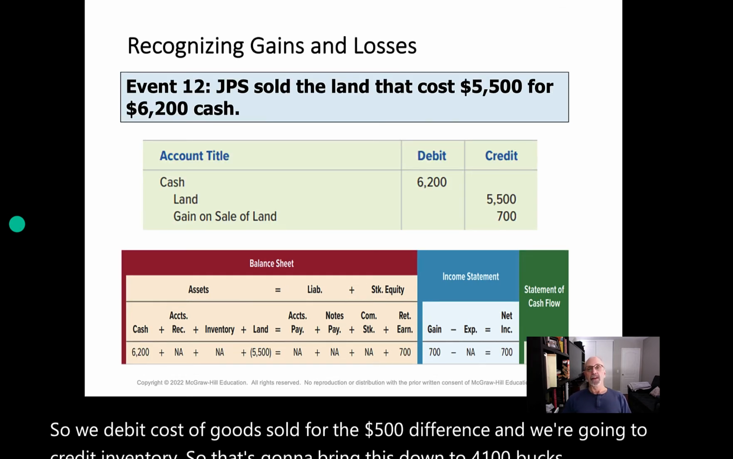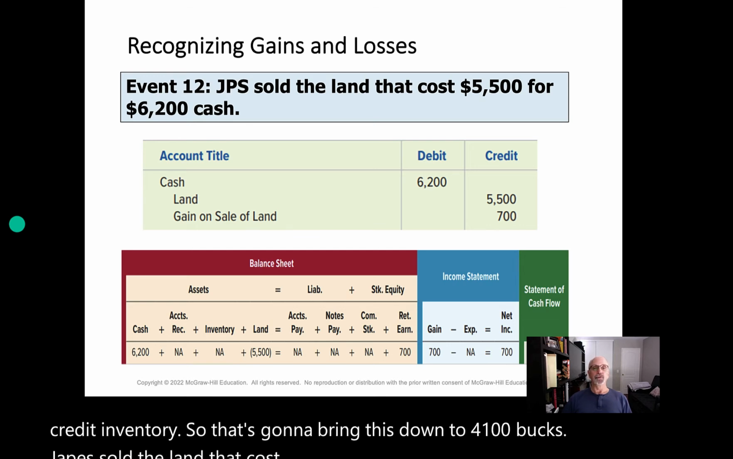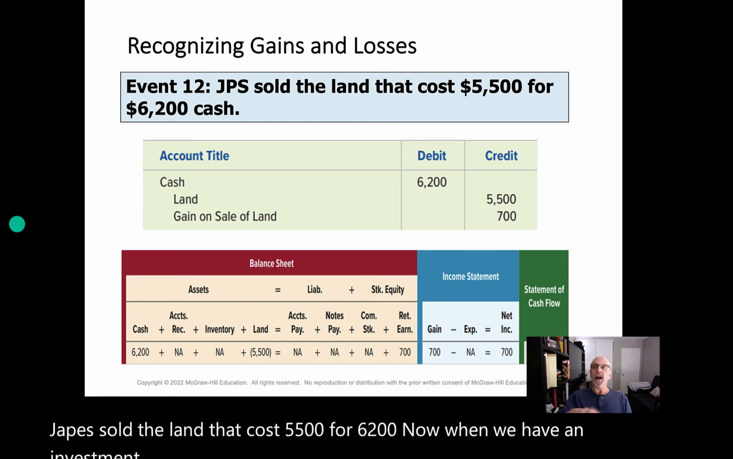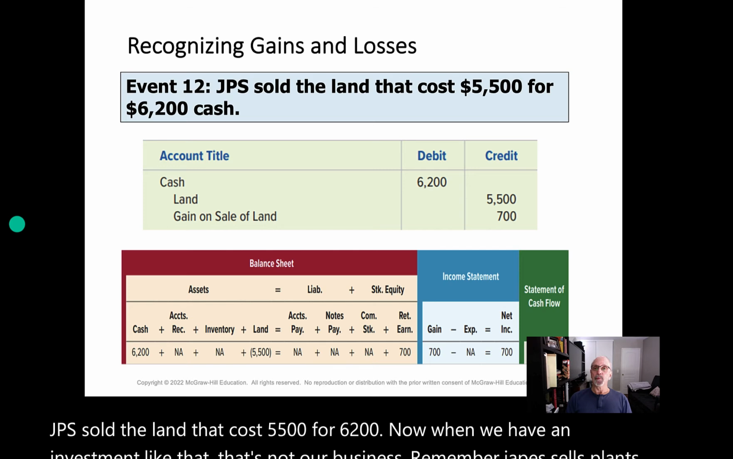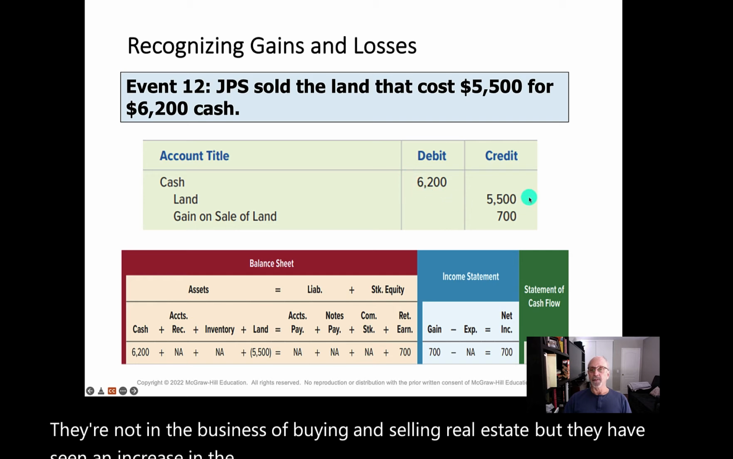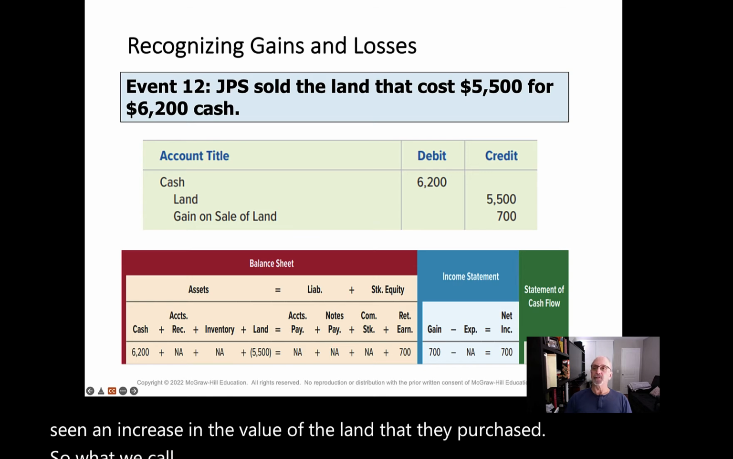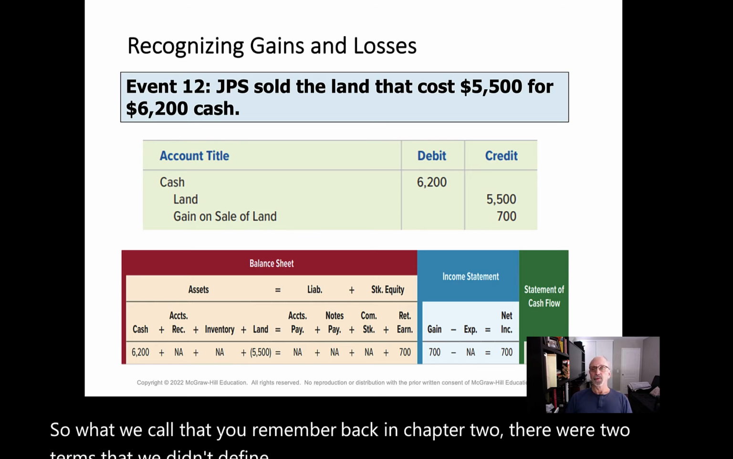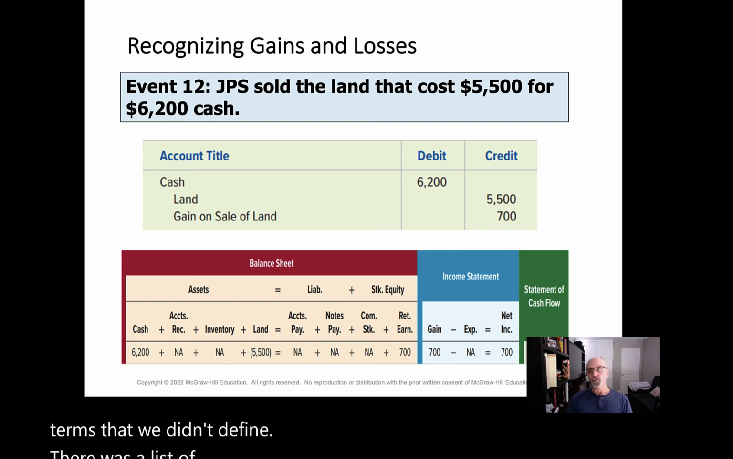JPS sold the land that cost $5,500 for $6,200. Now, when we have an investment like that, that's not our business. Remember, JPS sells plants. They're not in the business of buying and selling real estate, but they have seen an increase in the value of the land that they purchased. So what we call that, and you'll remember back in chapter 2, there were 2 terms that we didn't define. There was a list of 10. And those 2 terms were gains and losses.